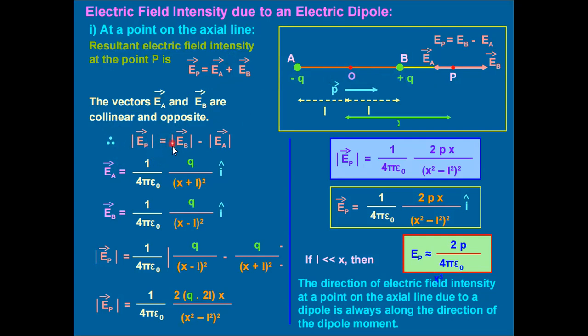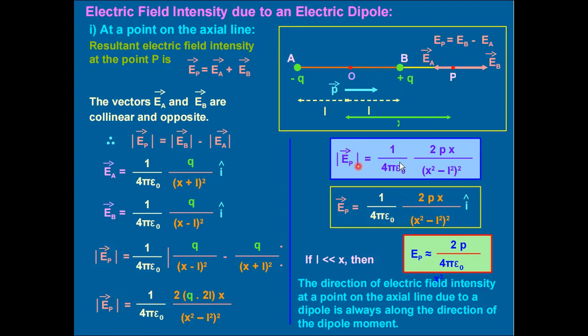So EP can be written as, if we change the direction, EB minus EA, because B is the positive charge. By using Coulomb's law, we can write the electric field at point A as 1 by 4 pi epsilon naught, q over (x plus l) whole square. Similarly, the electric field at B will be q over (x minus l) whole square, because at point A it is plus l and at point B it is minus l, and the direction of the field comes from point B. So the electric field at point P will be this minus this. This is the calculation at point P for the electric dipole.